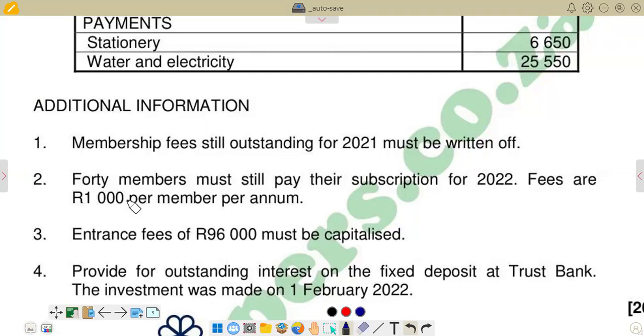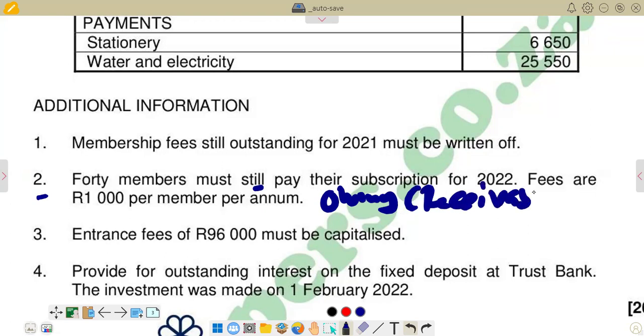If you come to item 2, it's saying 40 members must still pay their subscription for 2022. Fees are 1,000 per member per annum. So we've got these 40 members that must still pay. That's where we have the keyword still paying, which means these are owings or receivables. Membership fees receivables. Remember, the opening balance for receivables we put on the debit, so the closing is going to be on the credit.